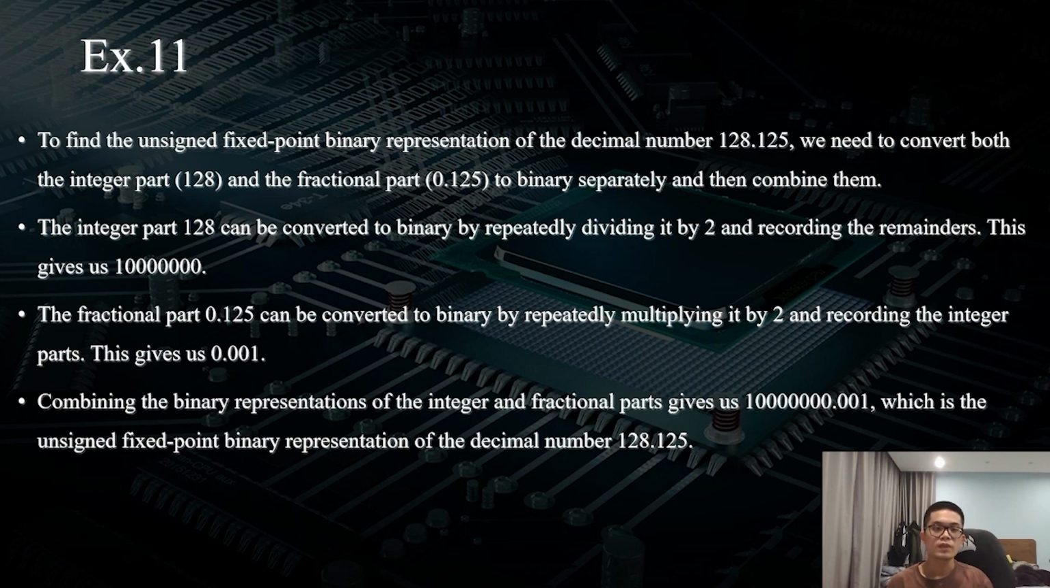So finally, when we combine the binary representation of the integer and fractional parts, it gives us 10000000.001, which is the unsigned fixed point binary representation of the decimal number 128.125.